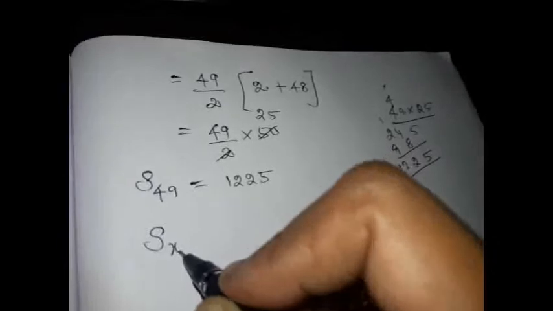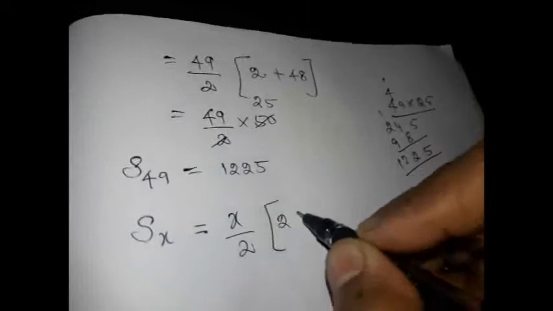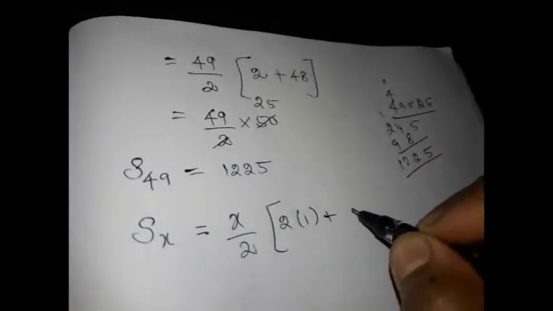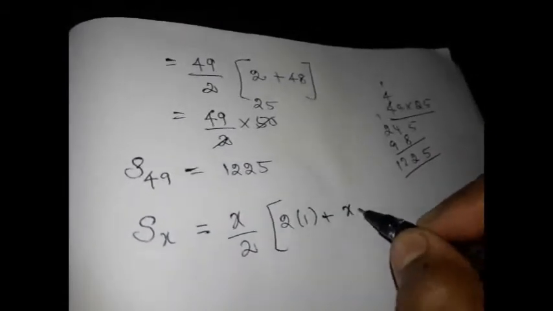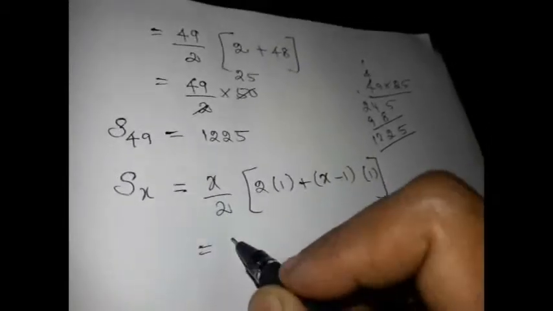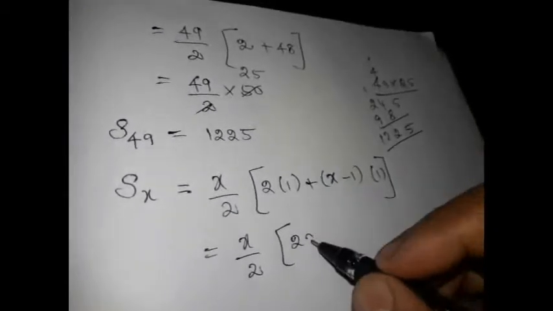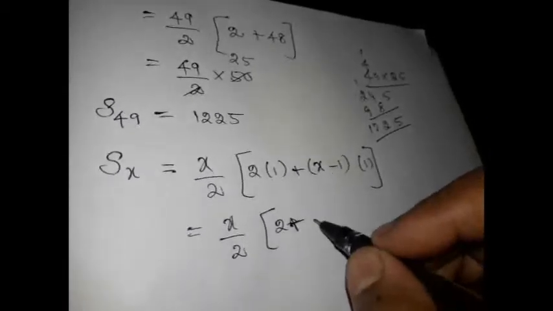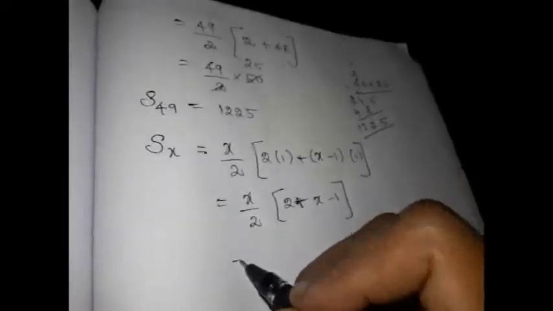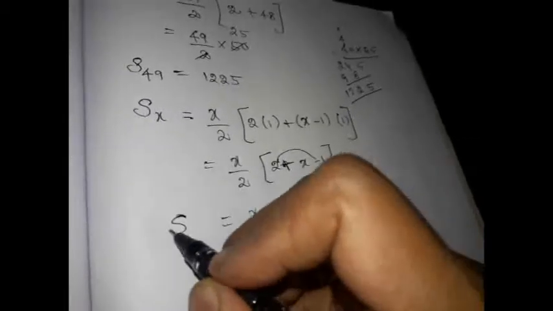Now let us find what is our Sx. n by 2, so x by 2 into 2a, a value is 1, plus n minus 1, x minus 1 times d value, which is also 1. So it equals x by 2 into 2 into 1 is 2 plus x minus 1, right. So it equals x by 2, 2 minus 1 is 1, so x plus 1. This is our Sx. So mark this as second and mark this as third.